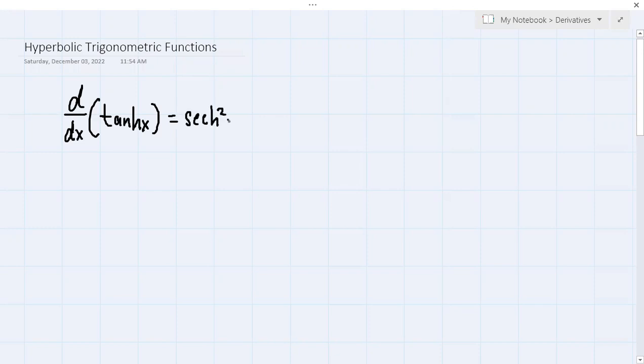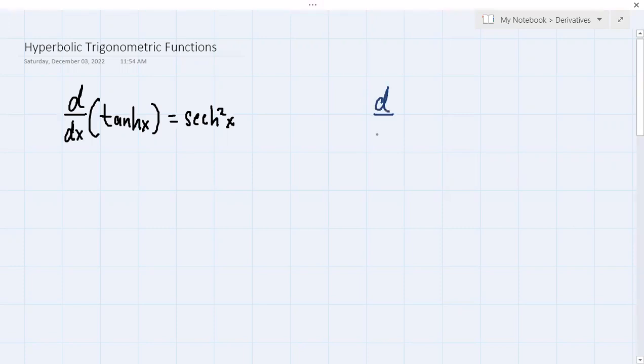Next is derivative ng tangent hx. So ito naman, ang format naman nito is just the same as format ng derivative ng tangent x. Remember that ang derivative ng tangent x is secant squared x, diba? So the same thing here. Okay, ang derivative ng tangent hx is secant h squared of x. So the same lang sila ng format. So let's have some examples.